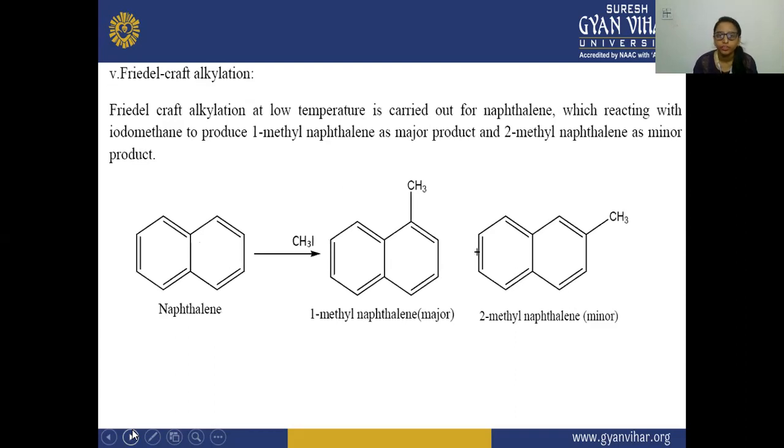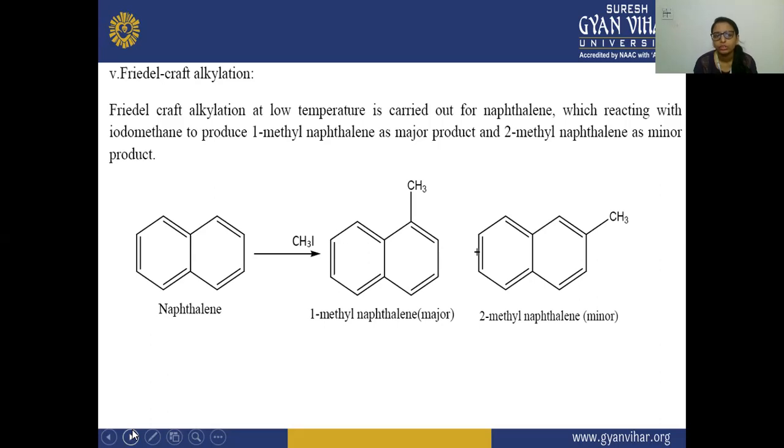Next is your Friedel-Crafts alkylation. This Friedel-Crafts alkylation at low temperature is carried out for naphthalene. The naphthalene shows this Friedel-Crafts alkylation at a low temperature, and it reacts with iodomethane, or methyl iodide. You can say methyl iodide or iodomethane, and then it produces two products. One is the major, 1-methyl naphthalene, and the second is the minor, 2-methyl naphthalene.